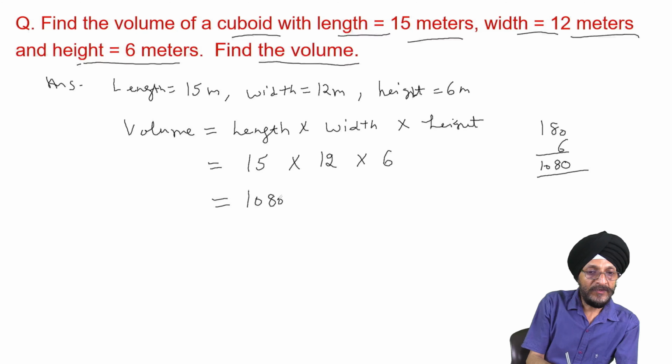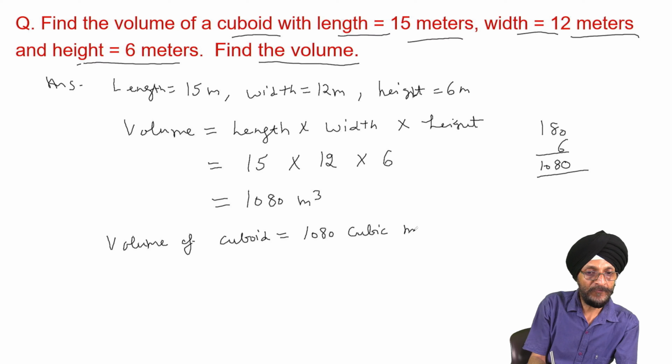Then this becomes 1080 cubic meters. So the answer before us is: the volume of the cuboid is 1080 cubic meters.